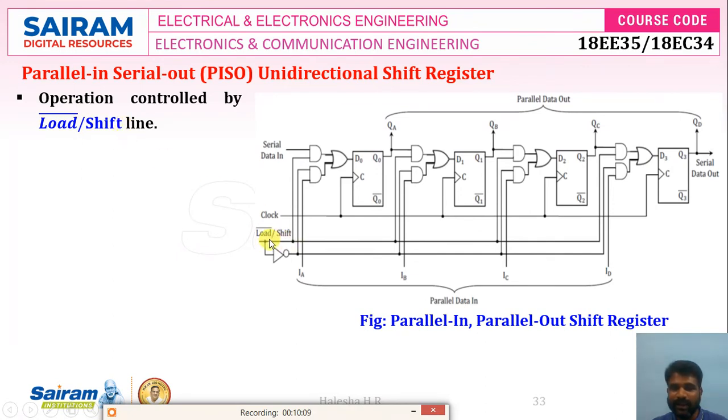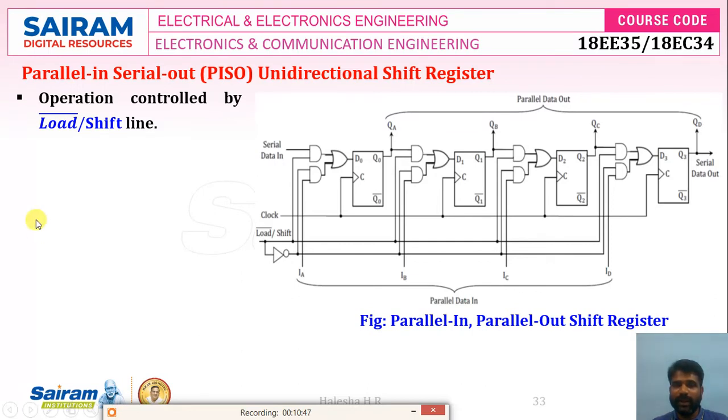See here, the uncomplemented line is connected to one input of the upper AND gates. And its complemented line is connected to one input of the lower AND gates. Correct? So the uncomplemented control line is connected to one input of the upper AND gate, and its complement is connected to one input of the lower AND gate.